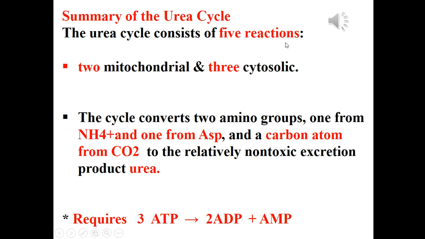So, the summary of the urea cycle: the urea cycle consists of 5 reactions, 2 mitochondrial and 3 cytosolic. The cycle converts 2 amino groups, 1 from ammonia and 1 from aspartic acid, and a carbon atom from CO2 to a relatively non-toxic excretion product, which is urea. This reaction requires 3 ATP and leads to formation of 2 ADP and 1 AMP.